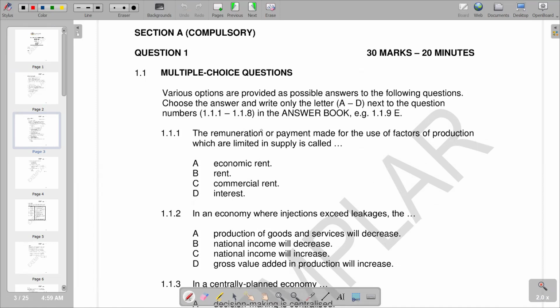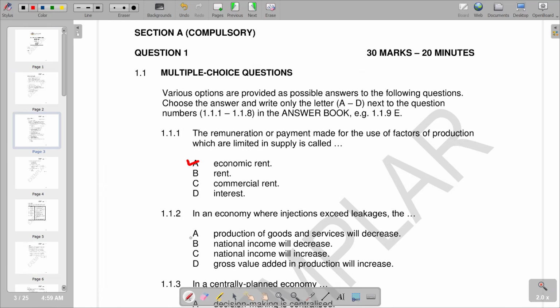Then the first question: the remuneration or payment made for the use of factors of production which are limited in supply is called. We've got economic rent, rent, commercial rent, and interest. So we see that the correct response is economic rent. Remember, economic rent refers to any payment made to the owner of factors of production in excess of the cost needed to bring that factor into production. So that is the description we have for economic rent, which makes A the correct response.